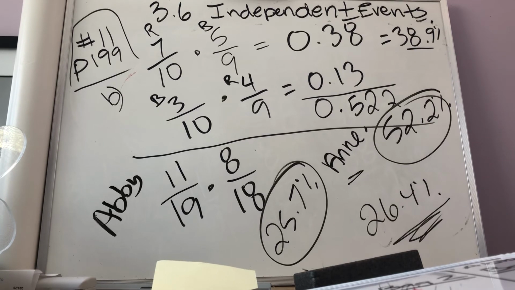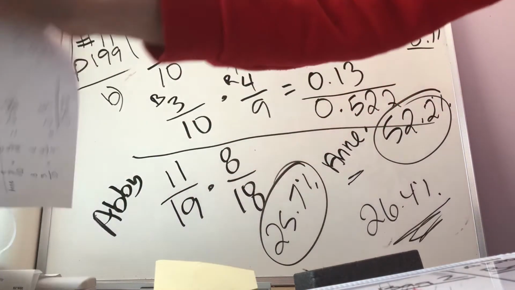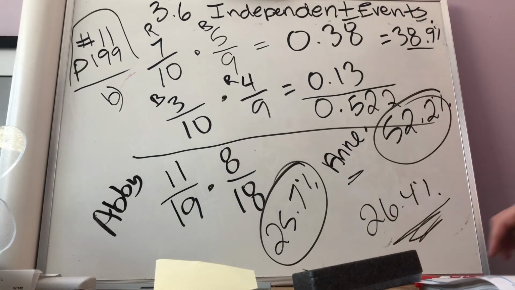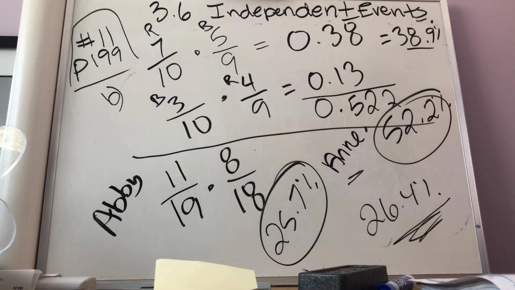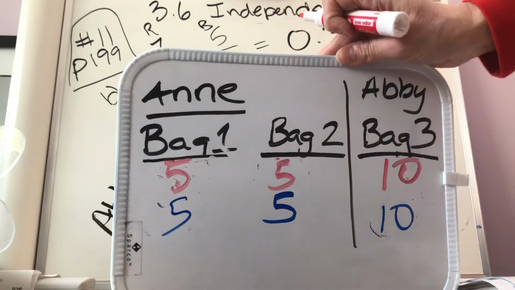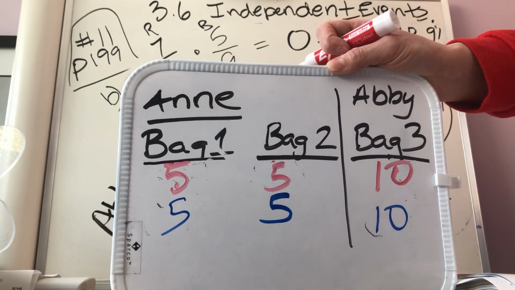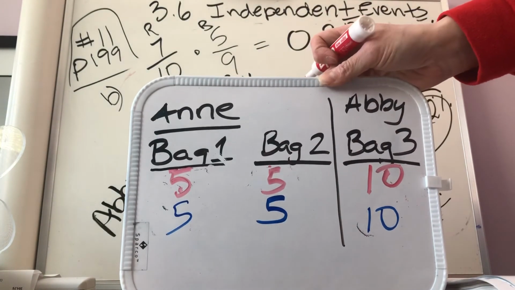Okay, and then the last part, suppose Anne has 5 red marbles and 5 blue marbles in each of her 2 bags. Well, Abby has 10 red and 10 blue in one bag. So we can change our little summary board here. So Abby has 10 and 10, and Anne has 5 and 5, correct? So 5 blue, and then 5 red on each section. So for part C, we change our little stats to look like that. So 5 and 5 and 10 and 10. Will Abby still be more likely to draw 2 red marbles? So now we're looking at the chances of picking 2 red marbles for each person.